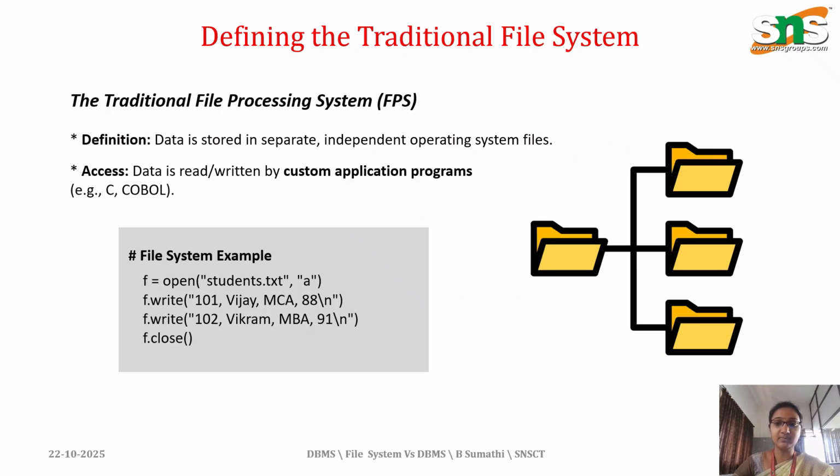First we'll see what a file system is. The file system is, suppose you have a laptop, the folders and documents which you are saving in your system or drive is called the file system. The traditional file processing system is what's called the file system. The definition is that the data is stored in separate independent operating system files. If you want to access the files in the system or laptop, you definitely need an operating system. Only using your operating system can we access the files.